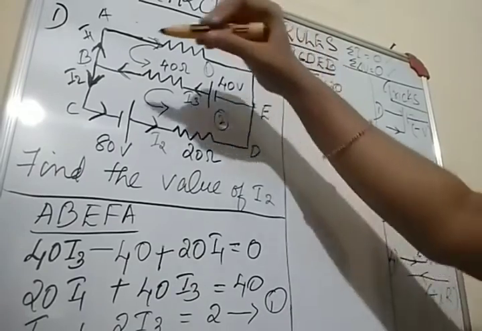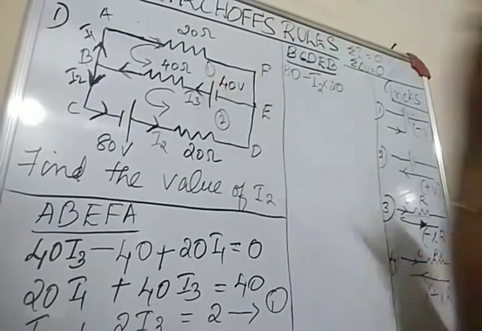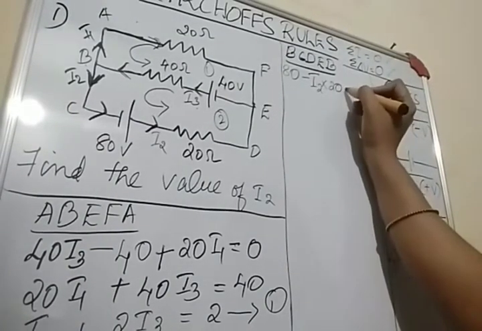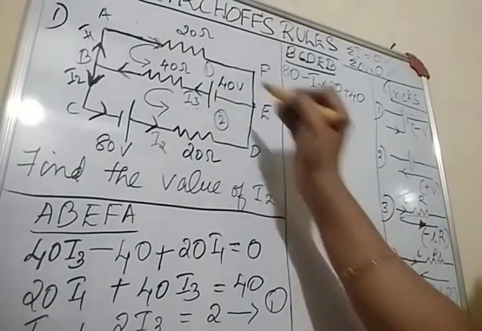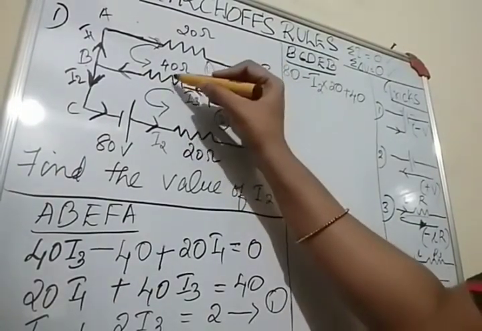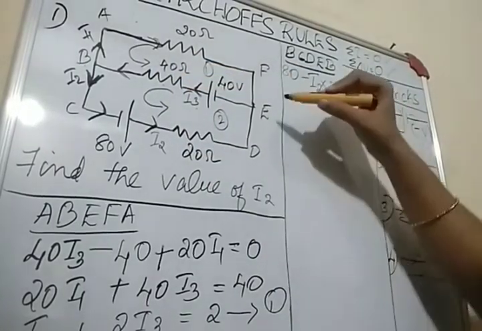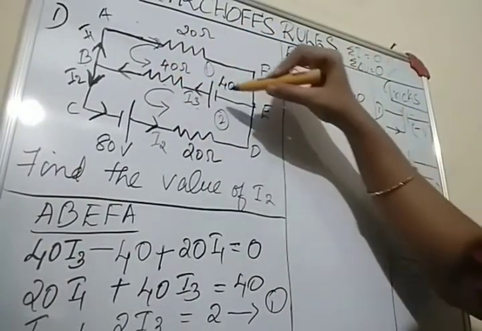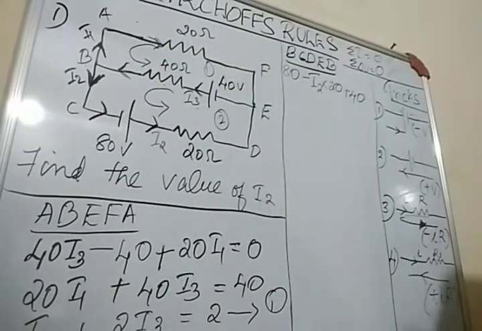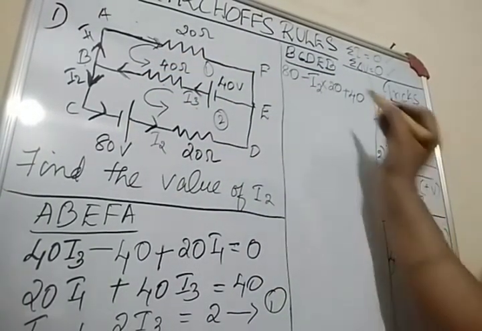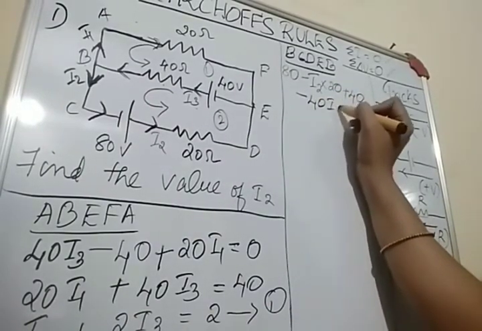Then again, as we move from D to E, there are no components, so no potential drop. As we move from E to B, first we come across 40 volt, and we are moving from negative to positive of the cell. So the potential is plus, so plus 40. Then another component is that 40 ohm, and the current I3 is flowing through 40 ohm. We are moving in this direction. Current I3 is also flowing along the same way. So we can consider the potential drop across 40 ohm as minus. So we can take minus 40 I3.